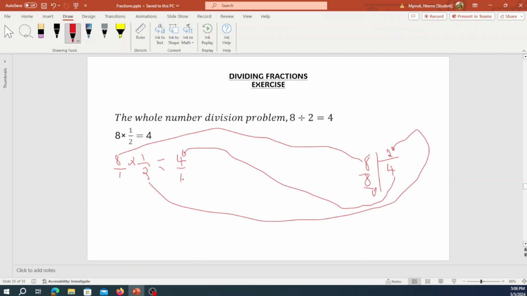Okay? So don't get confused. Okay? But we're not done yet. So equal 4. Okay? Equal 4. This is the answer. Equal 4. Okay? Because 4 divided by 1 equal 4. Okay? That's why we get it right here.